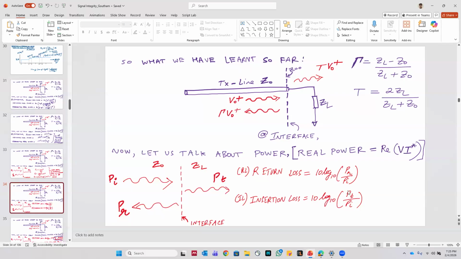Similarly, if you look at the insertion loss, if you have a situation where there's no reflection, then what happens? The transmitted power is equal to incident power. Then you have log of 1. What is log of 1? Zero. It's 0 dB. So the best case scenario for insertion loss is to have 0 dB. The best case scenario for return loss is to have minus infinity dB, right? But it cannot be minus infinity, because you will always have some reflection. So it'll be some very low number, like minus 40 dB or something.